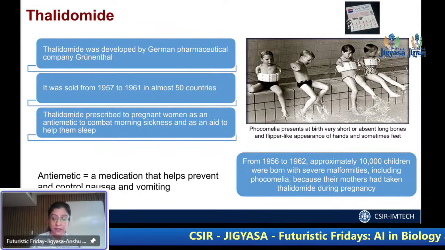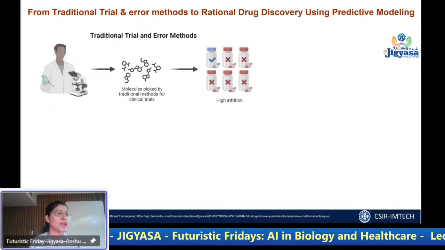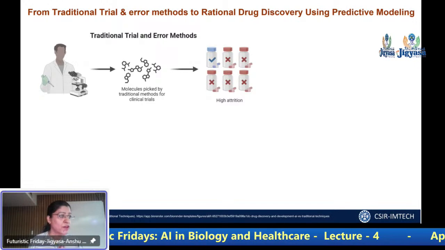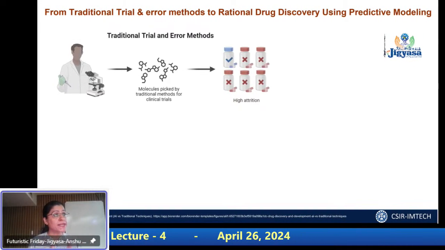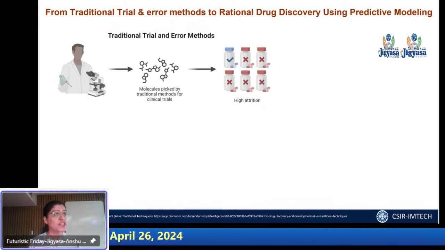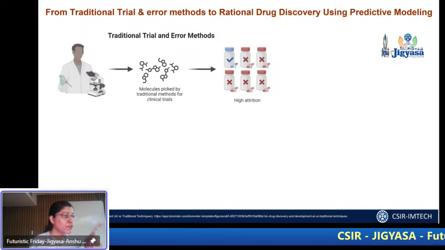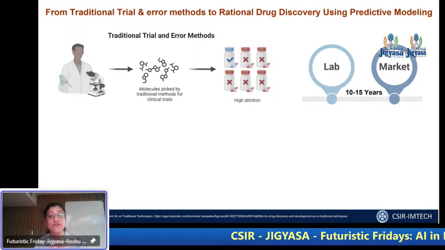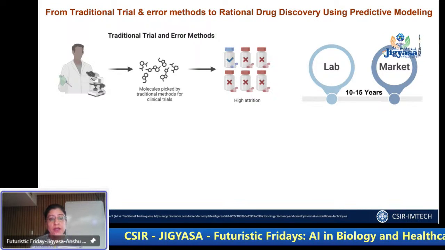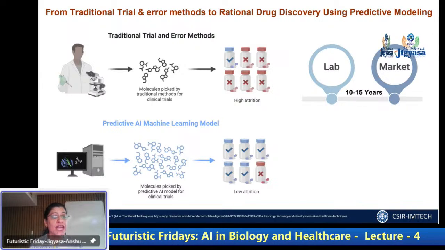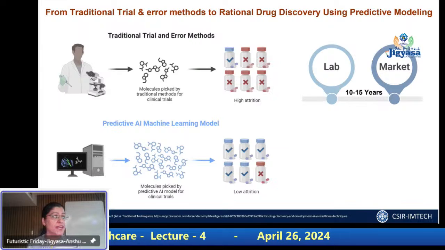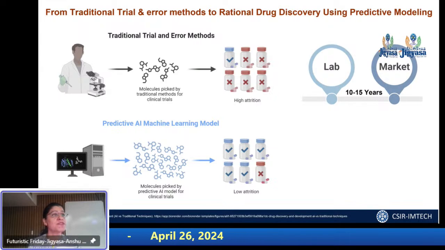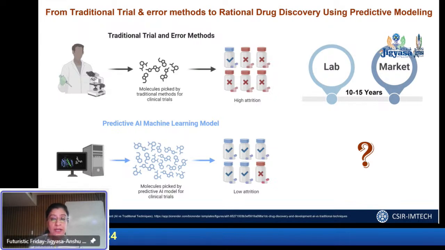And this basically then led to something called the rational drug design approach, where you then test and try on everything. But since the entire problem is still traditional in nature, which is trial and error, when you start to do drug discovery in a lab, it takes around 10 to 15 years. Okay. However, with predictive AI and machine learning models, one can expect that drug discovery can move faster. It will become simpler. Okay.